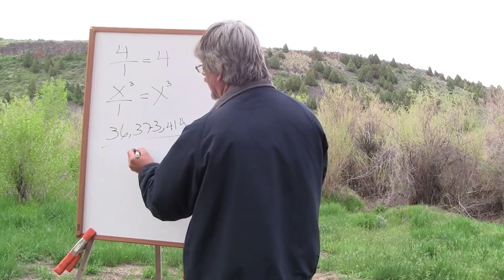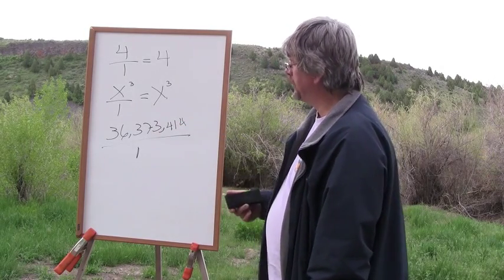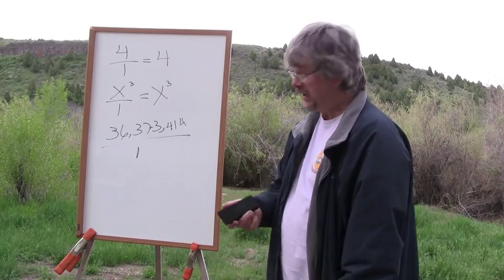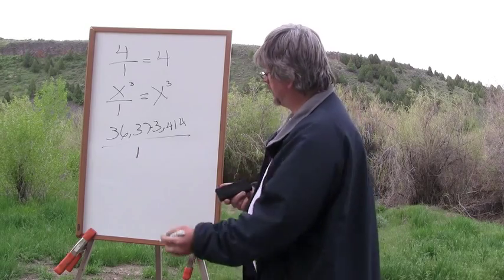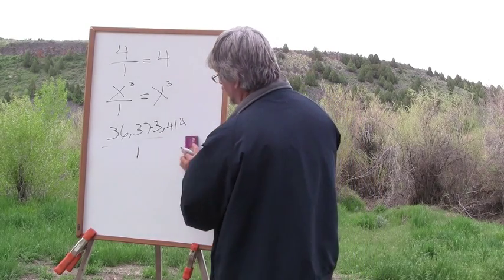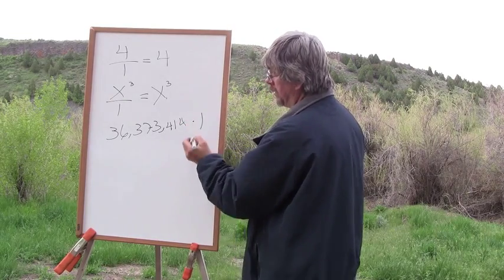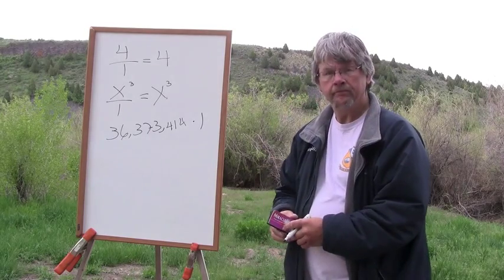36,373,414 divided by 1 is 36,373,414. It's just that number. And if it's multiplied by 1, it's still just that number.